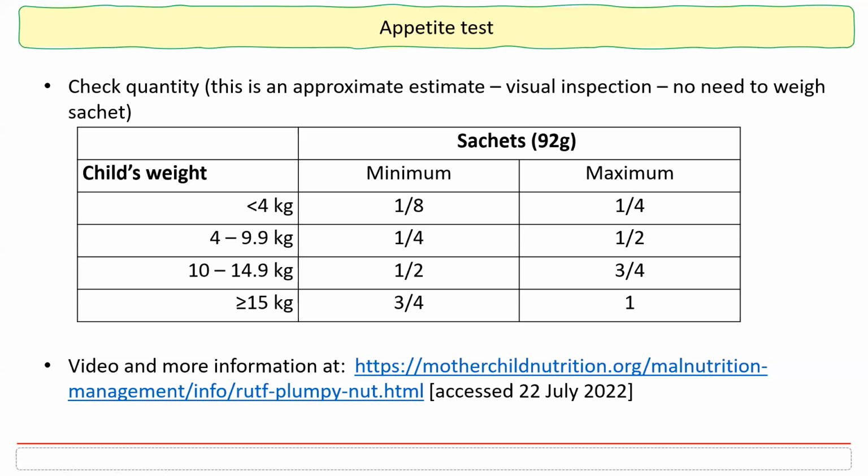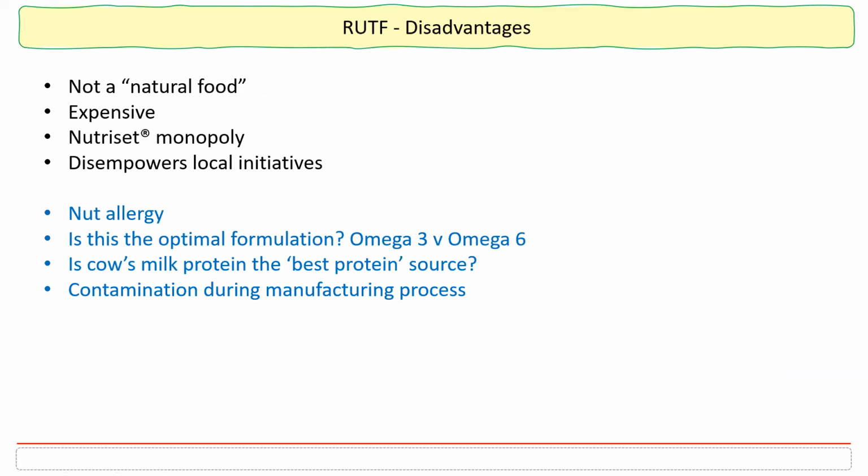Now, there are lots of reasons as to why people don't use ready-to-use therapeutic food. And there's an argument that it's not a natural food and that it's expensive, that there was a monopoly by Nutriset, and that it disempowers local feeding initiatives and so on. But I'll talk to this later. I don't think any of these are real concerns in my opinion. There were concerns about potential nut allergy, but it seems to be a very safe product to use.